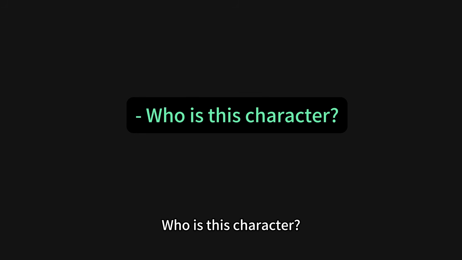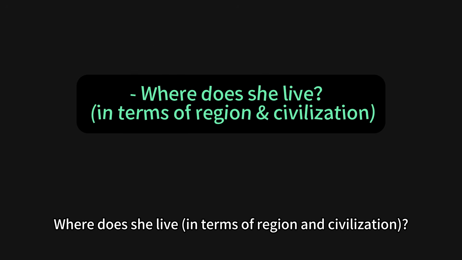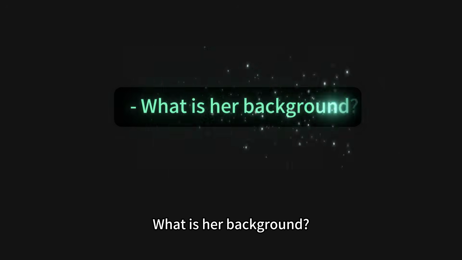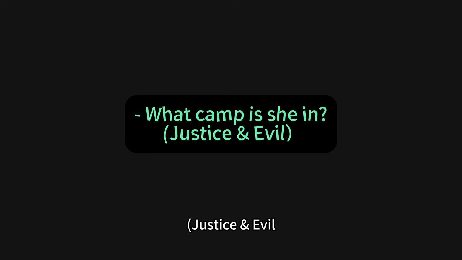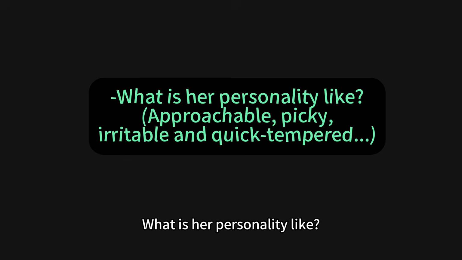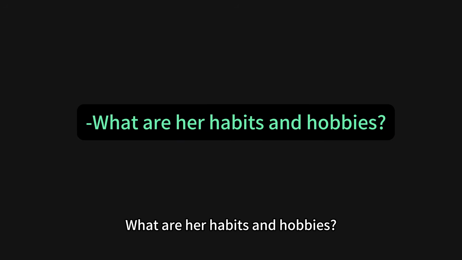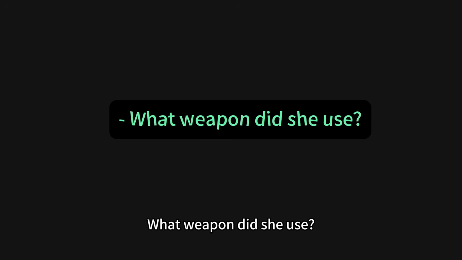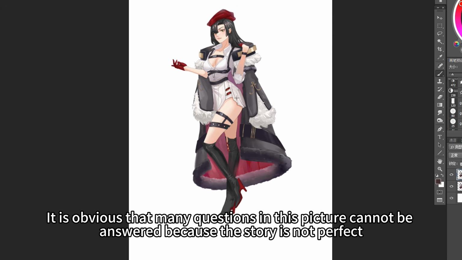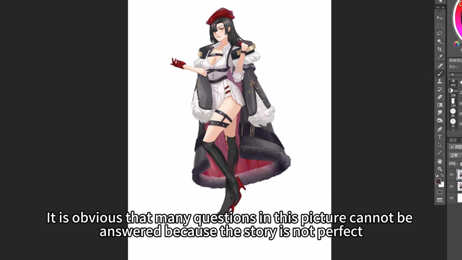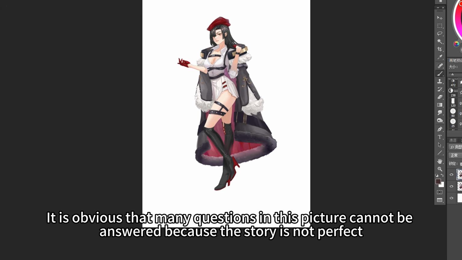Who is this character? Where does she live in terms of region and civilization? What is her background? What is her occupation? What camp is she in, justice or evil? What is her personality like? Approachable, picky, irritable, quick-tempered? What are her habits and hobbies? What weapon does she use? Which organization does she belong to, and is there any logo? It is obvious that many questions in this picture cannot be answered because the story is not perfect.